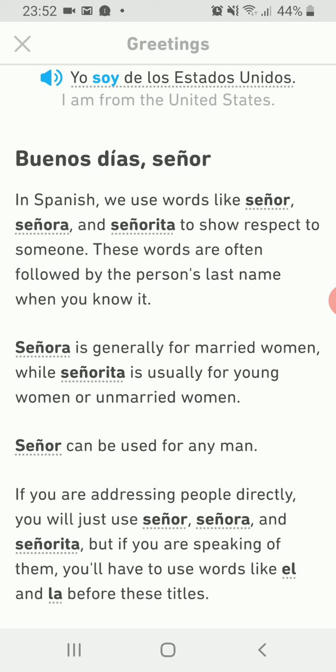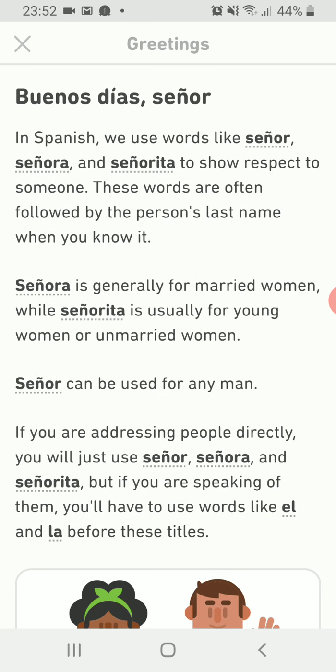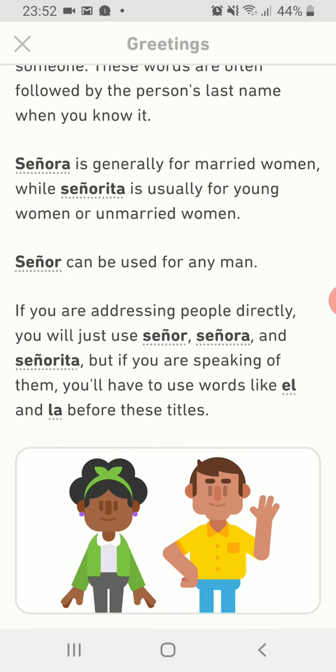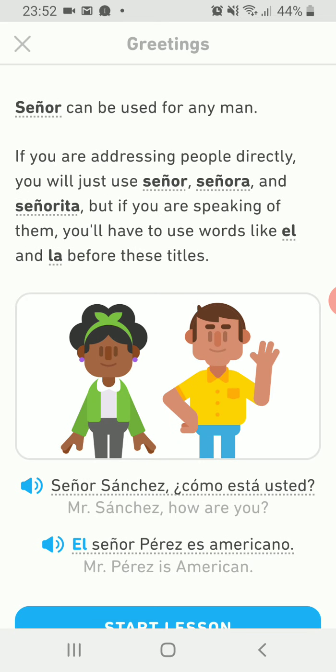You should use these words to show respect to someone. They are often followed by the person's last name when you know it. So, señora Perez, señora Lopez is generally for married women, while señorita is usually for young women or unmarried women. Señor can be used for any man of any age. If you are addressing people directly, you will use señor, señora.